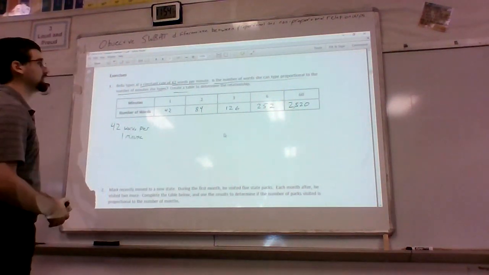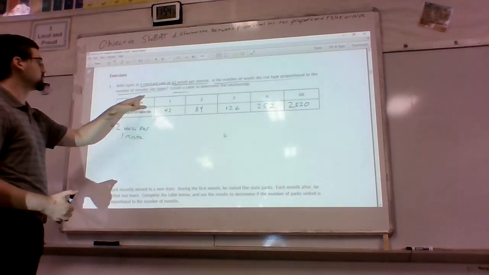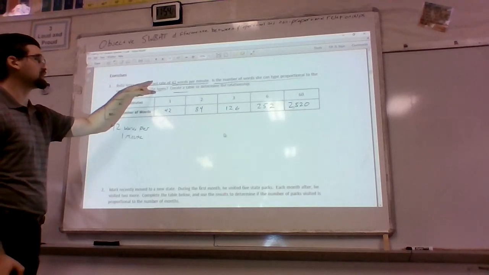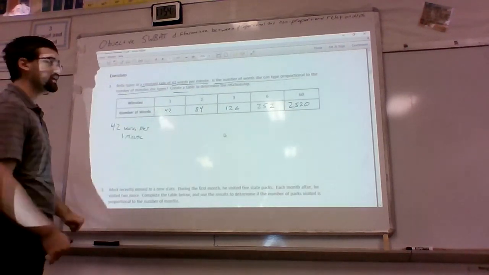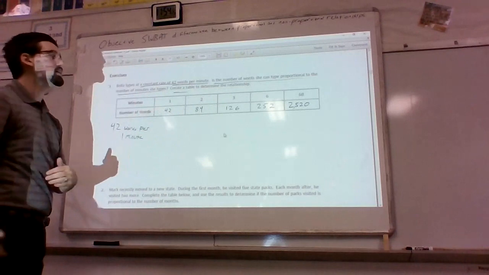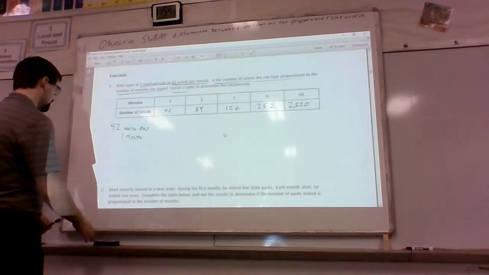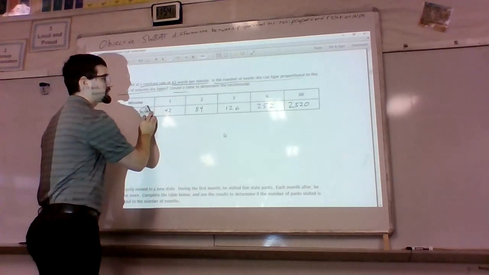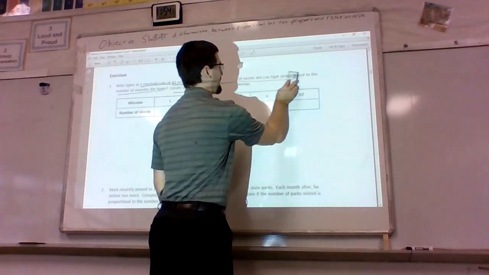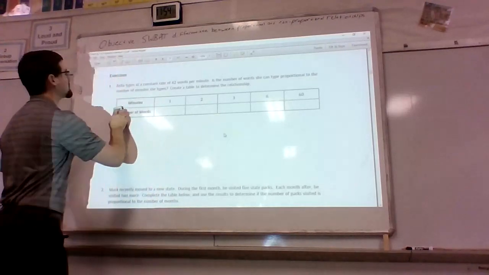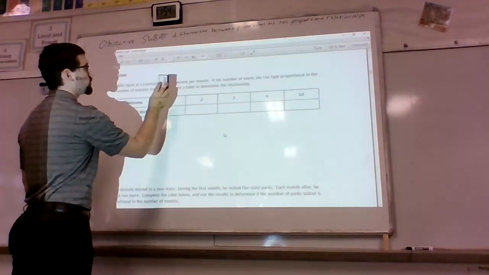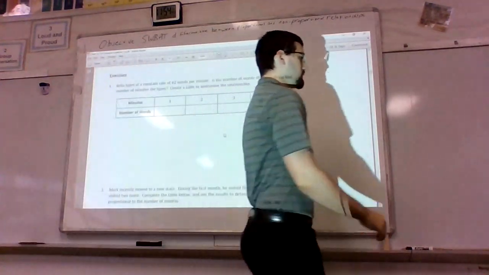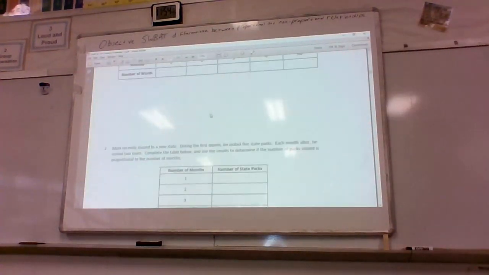All right, and so we created the table. Is this relationship proportional? Yes, because it's a constant rate of 42 words per minute. No matter how many minutes she types, she will always get 42 words per minute. That is what the problem tells us. Is that realistic for real life? No, because your hands will get tired. But the problem says she types at a constant rate of 42 words per minute. So that is what we expect when we're doing the problem. Let's take a look at the next one.